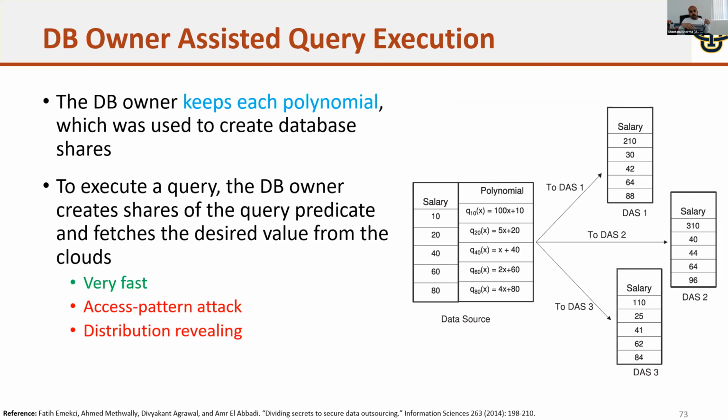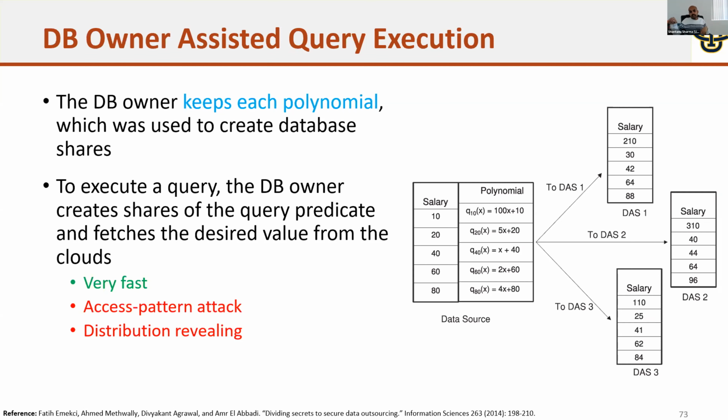Place them, and whenever a query comes, suppose the query is for value equal to 10, they use the same polynomial they used before, create the share, go to the cloud, and the cloud will find the exact answer. 210 is from DAS1, and it will send it to the user, and the user will interpolate and get the answer. So in this case, the first major problem is that the user needs to remember all the polynomials. On the other hand, this is very fast.